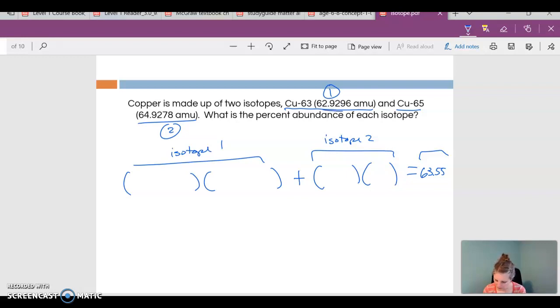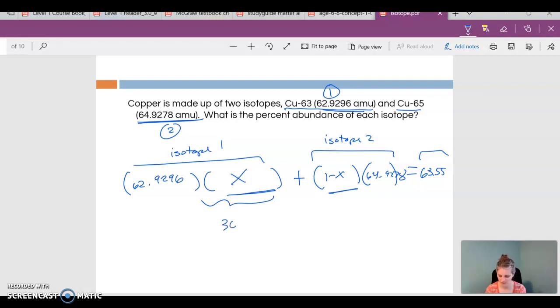Now the first one has a mass of 62.9296, and the other one has a mass of 64.9278. What I don't know is the percentages for each. So I'm going to call this percentage X, because I'm going to take this percentage times the mass, plus this percentage times the mass. Now again, I don't know this percentage. I could call it Y, but that just makes my life tricky. So what I'm going to say is 1 minus X. Because I know whatever X is, it'll be a percentage, and I'll have it in decimal form.